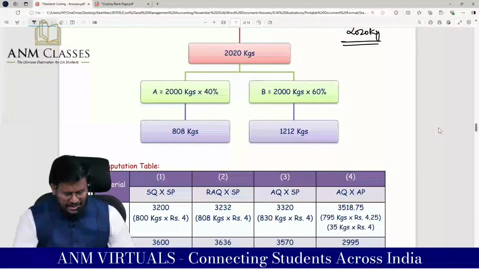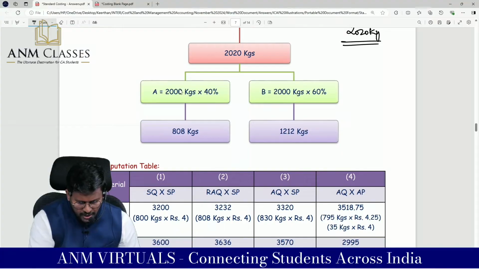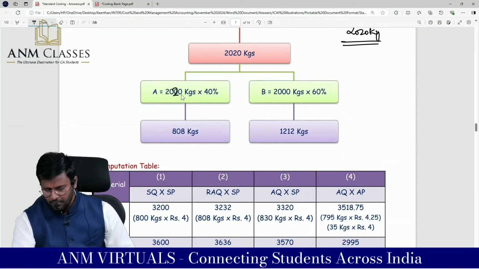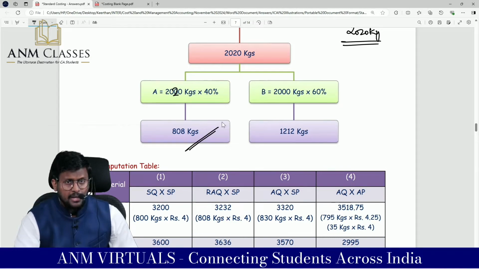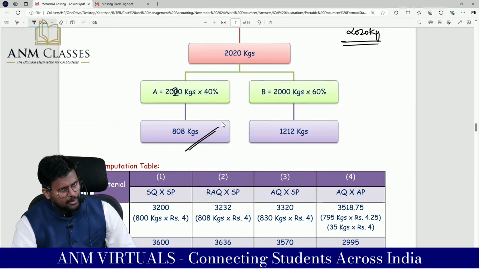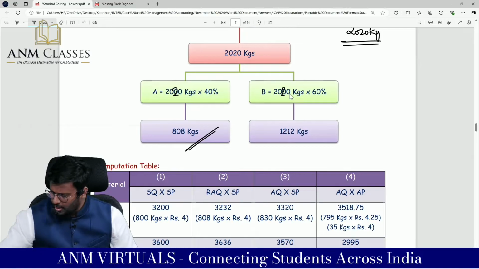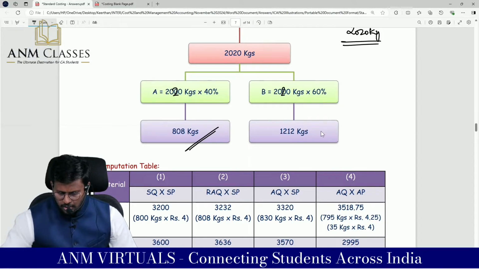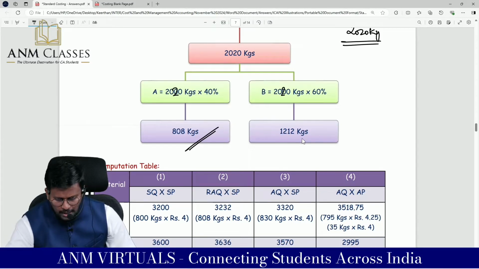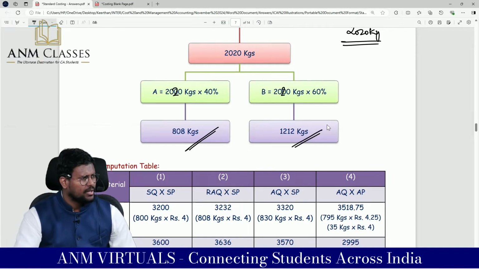We have to rewrite it in that ratio. So 2020 into what percentage? 40%. 2020 into 40% comes to 808 kg. Comfortable? Then 2020 into what percentage? 60% comes to 1212 kg. This is the revised quantity.